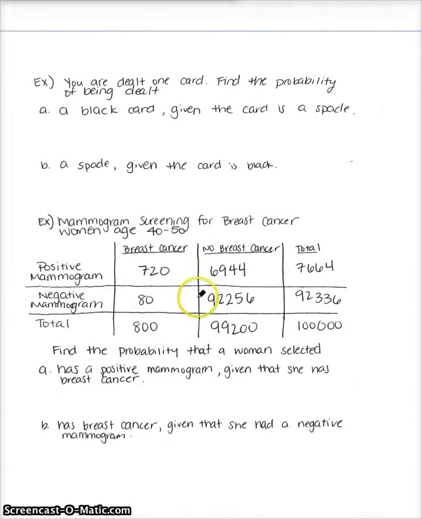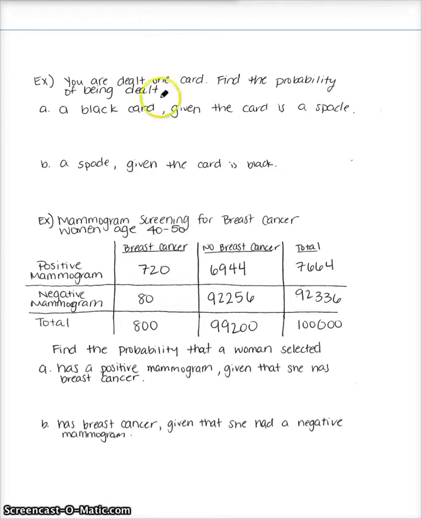You are dealt 1 card. Find the probability of being dealt a black card, given that the card is a spade. Again, we're being told something about the outcome. We know that the outcome is that we have a spade. So how many spades are there?